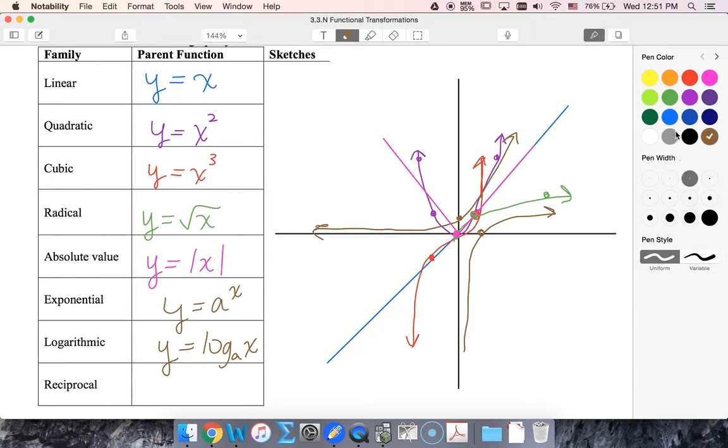And then my reciprocal function is 1 over x. Again, the x-axis is my asymptote, but the y-axis is also my asymptote. And I'll have the same thing on this side. So there are my basic parent functions that I will apply my transformations to.